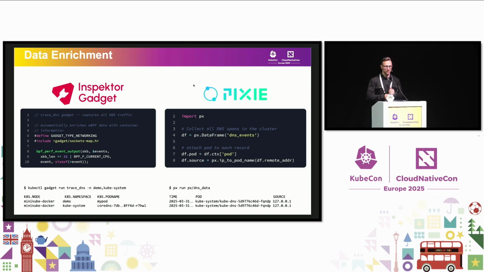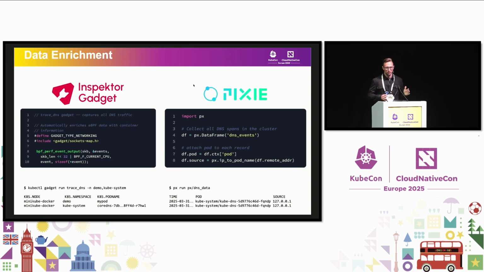Moving on to the Pixie side, we're also looking at something that can view all of the DNS traffic in the cluster. Pixie has this Python-like language, and so we're querying all the DNS events. And then on lines 7 and 8, we are basically accessing the pod associated with each event, and we're also doing an IP to pod name lookup on the remote address side.